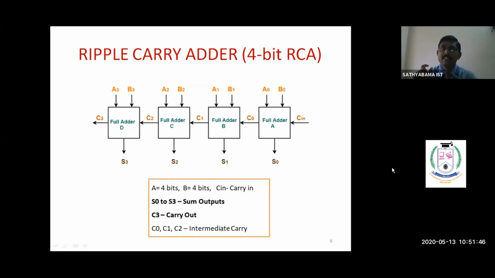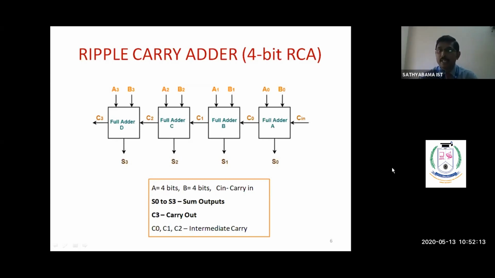The ripple carry adder is nothing but cascading of full adders. If we want to add 4-bit data, we cascade 4 full adders. To the first full adder we give the inputs A0 and B0 and the external carry input Cin, and it produces the outputs sum S0 and C0. The second full adder takes A1, B1 and the previous carry as Cin, and produces the sum and carry values.